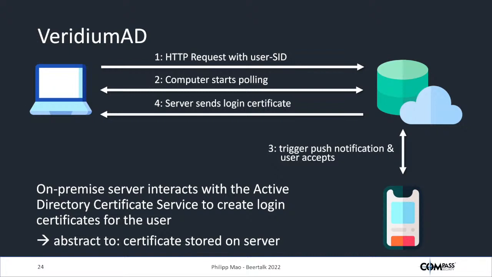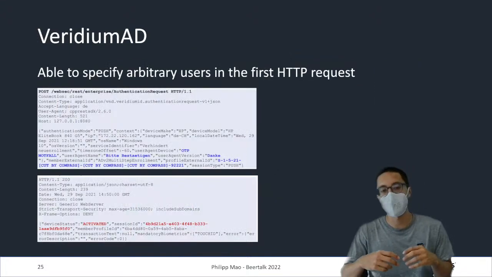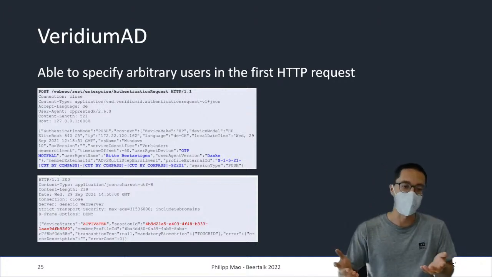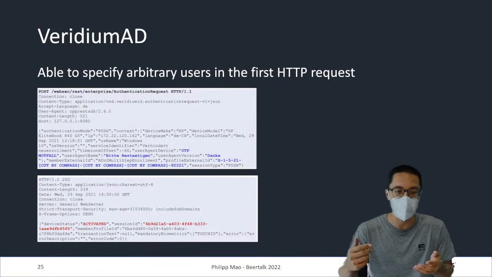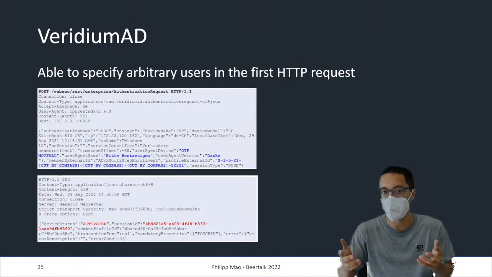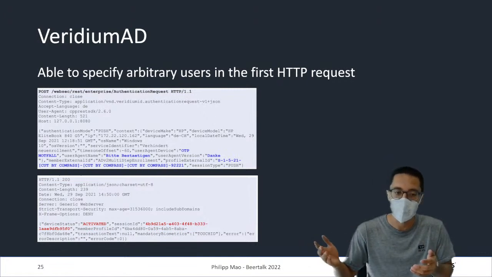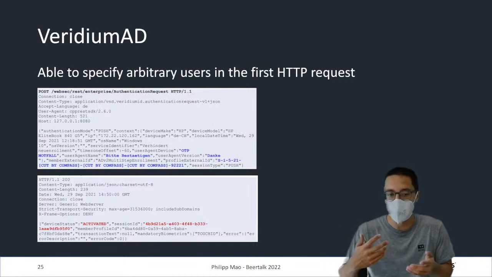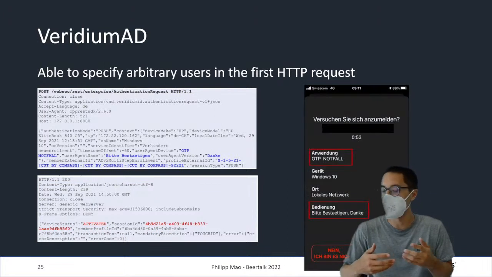Now, how do we go about attacking this? Well, let's say the attacker is in the internal network. The attacker can talk to the VeridiumAD API endpoint, and the attacker can make this request to trigger the login notification for any user. This is what you see in the image above. The attacker just specifies an arbitrary user security identifier, so the target user, and is also able to specify some text. Then the server returns a session ID, and this does trigger a push notification for that user.